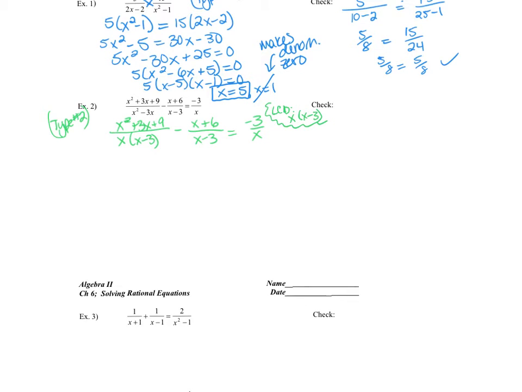So I'm going to multiply every single term in this equation by x times x minus 3. Now when I do that, notice what's going to cancel in the denominator if I multiply the numerator by x times x minus 3. Those are going to cancel out, and I'll show you what it would look like here.